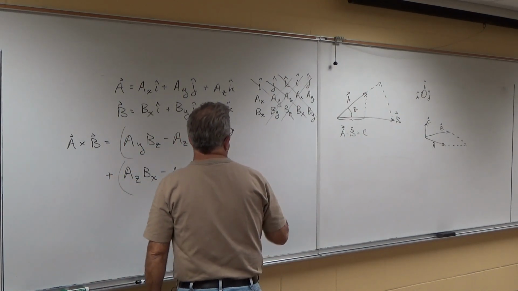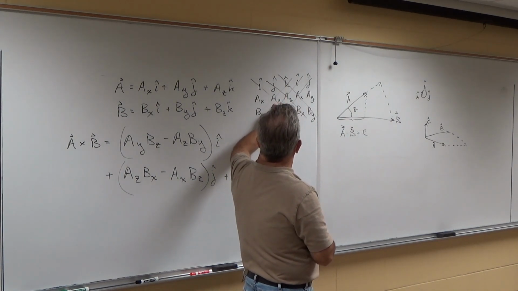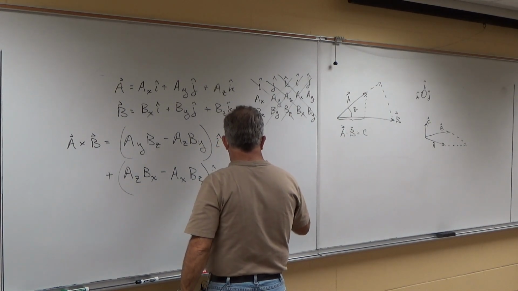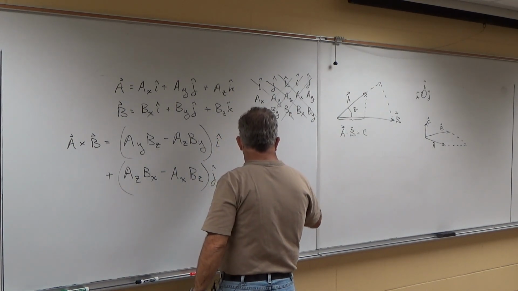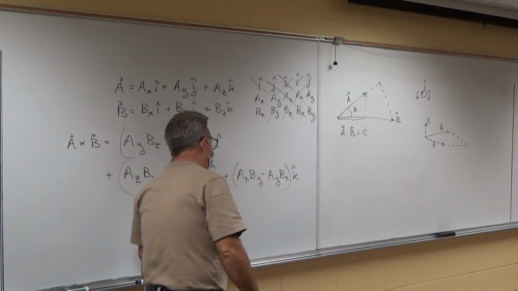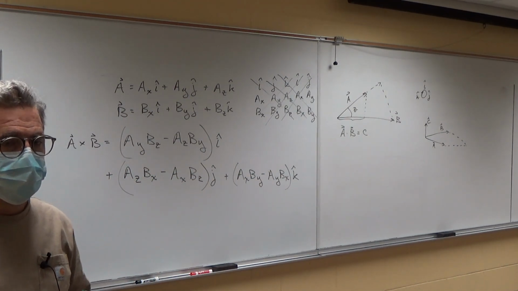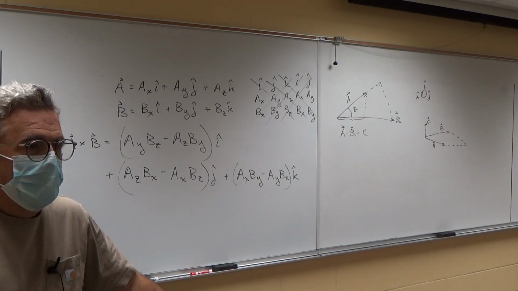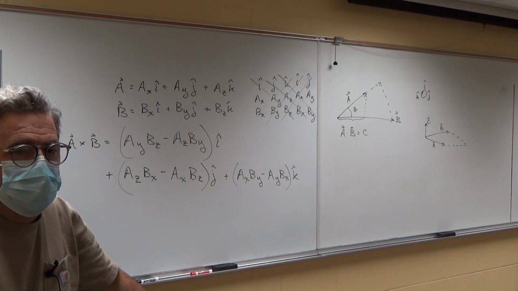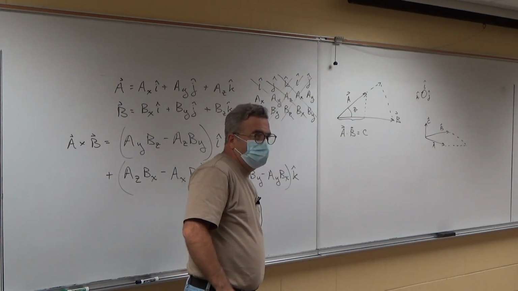Plus, write this one here, k hat: AXBY minus AYBX. And that's k hat. That's two vectors crossed in component form. When you take Calc 3, you should do some of this stuff. You're calculating the determinant here if you've done matrices and determinants and so forth.